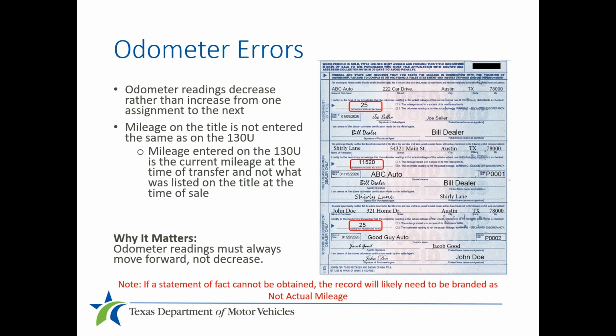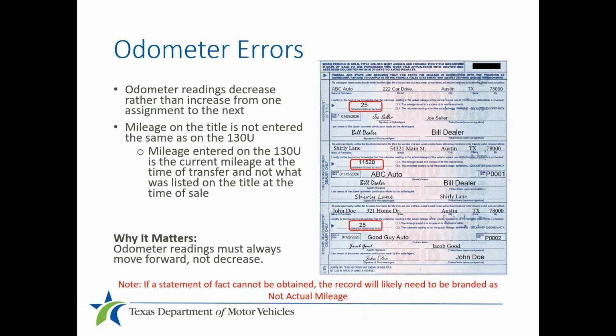One of the largest odometer errors we see is mileage that reverts backward between assignments. In the example shown, the first assignment shows 25 miles. The next reassignment shows 11,520 miles. Then the final assignment drops back down to 25 miles again. This creates a major problem because the mileage history no longer makes logical sense.